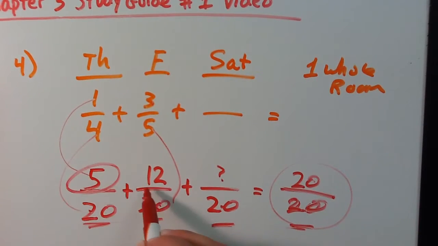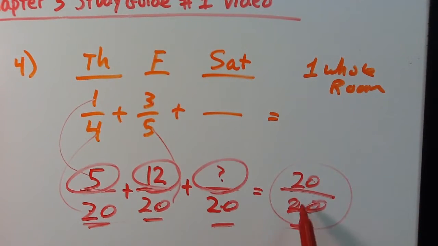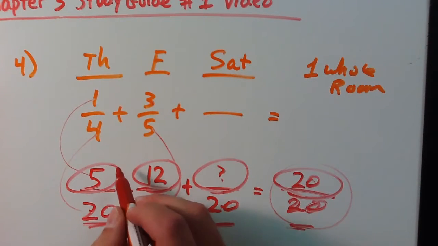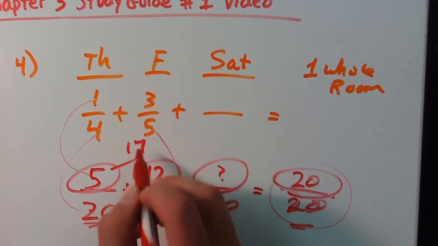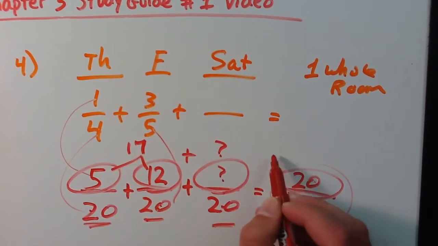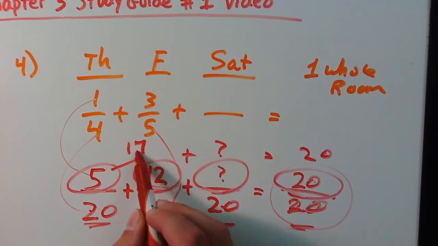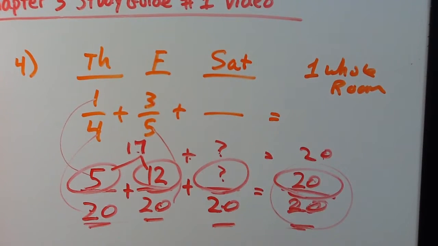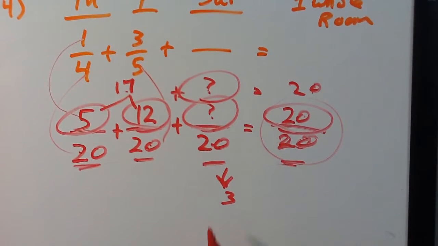We're adding 5 plus 12 plus something should equal 20. Well, 5 plus 12, what is this? 5 plus 12, that's 17. 17 plus something equals 20. 17 plus what equals 20? Well, this something would be 3. Right? And so on Saturday she cleaned 3/20.